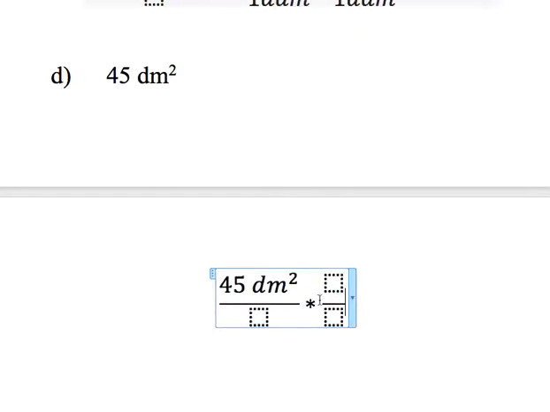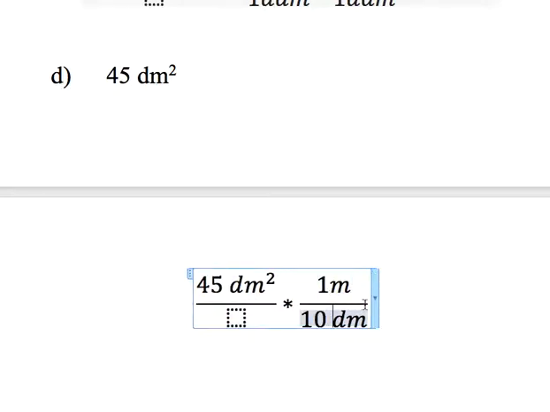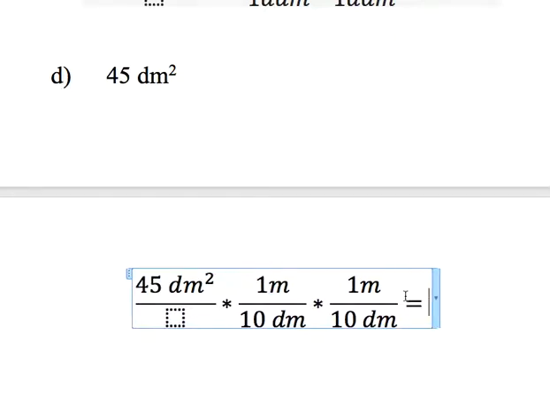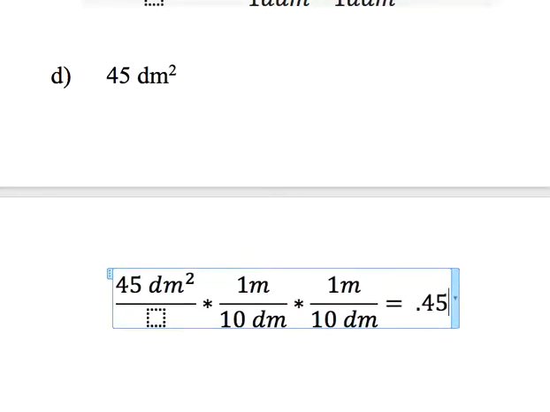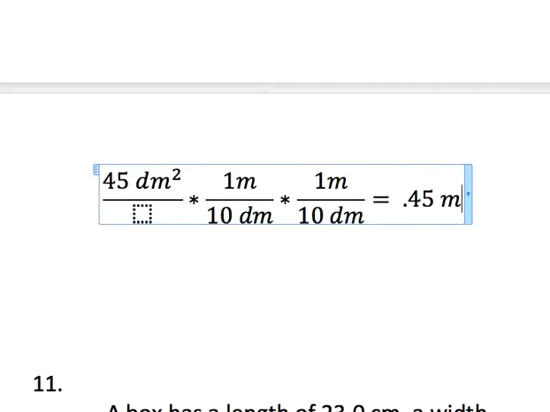Hopefully by this point, you pretty much have picked up on what we're doing. Decimeters on the bottom, meters on top. A meter is larger. I need 10 decimeters to make a meter. And again, we're going to double this up. Do this whole conversion factor again, just like that. Now we're actually moving that decimal point over twice. So we're going to end up with the exact same answer as we had above, meters squared.